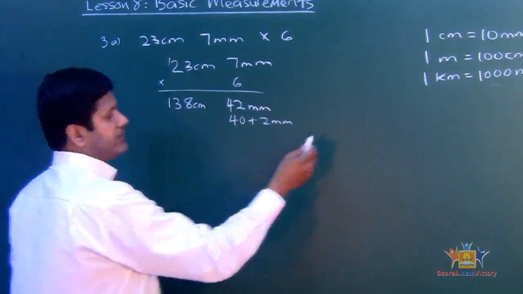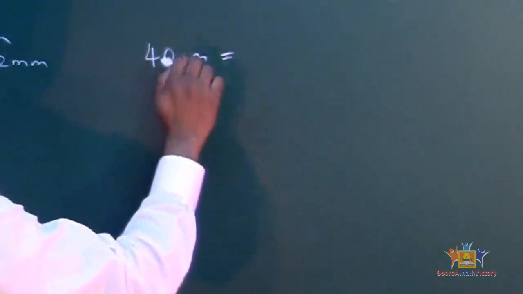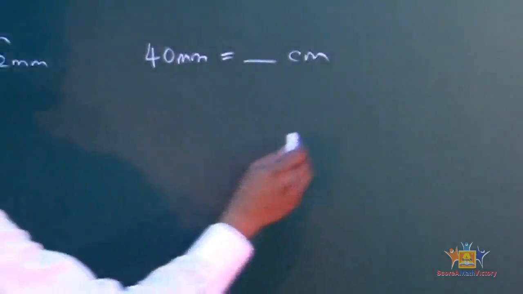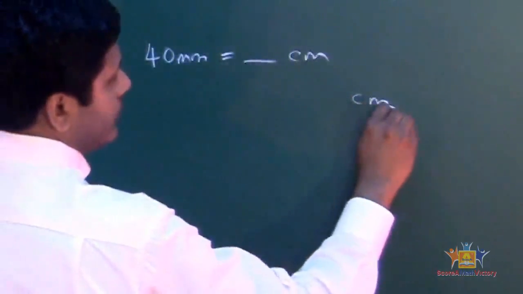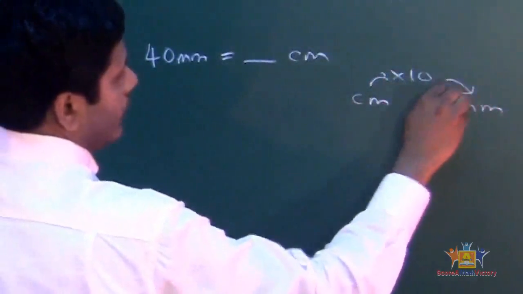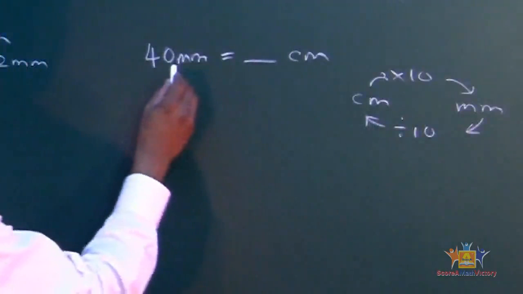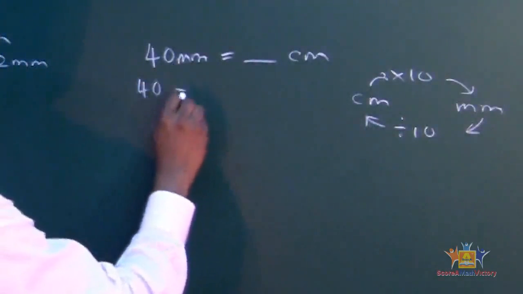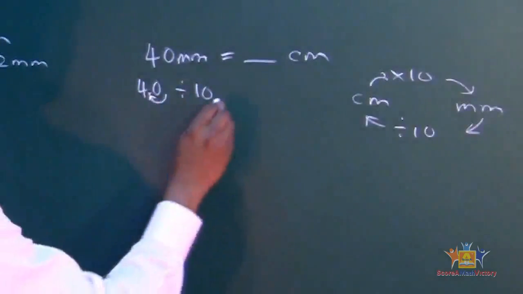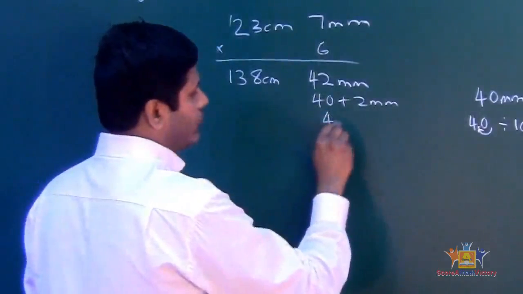Let's say for example 40 millimeters equals how many centimeters? We're going to use the rotation method. When you go from centimeters to millimeters, you multiply by 10. When you go from millimeters to centimeters, you divide by 10. So 40 divided by 10. Move the decimal once, so it becomes 4 centimeters. So that means this is 4 centimeters.